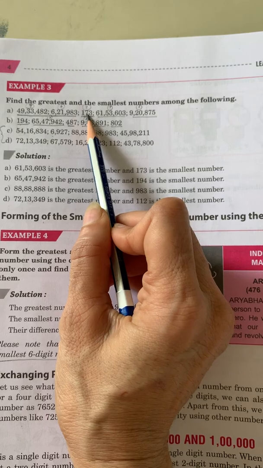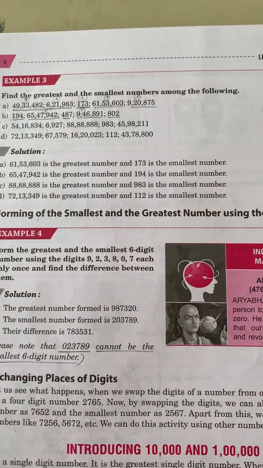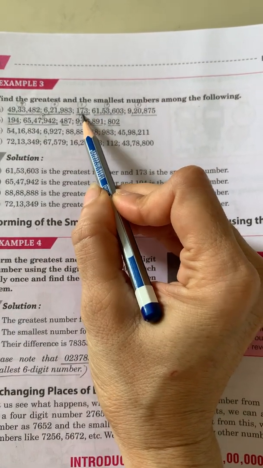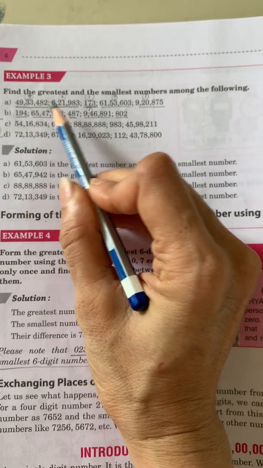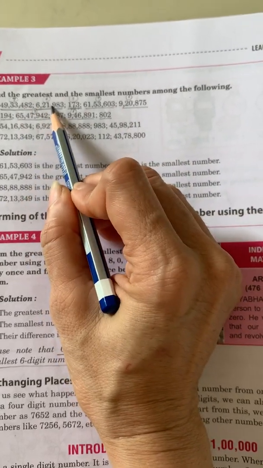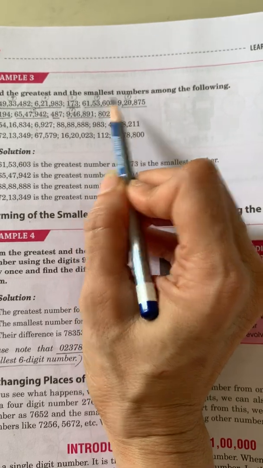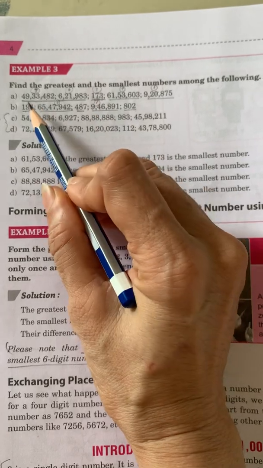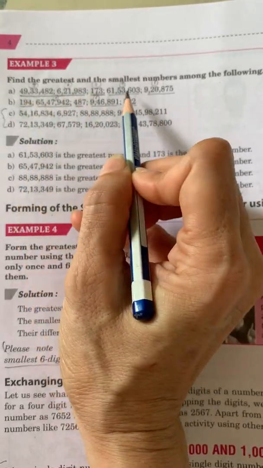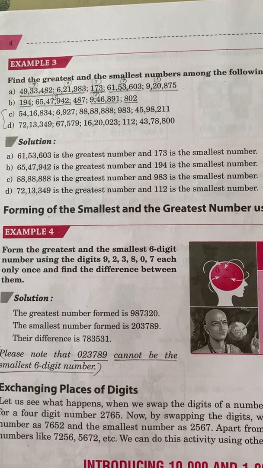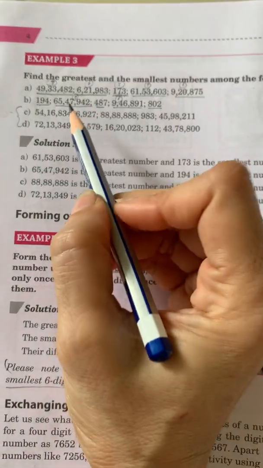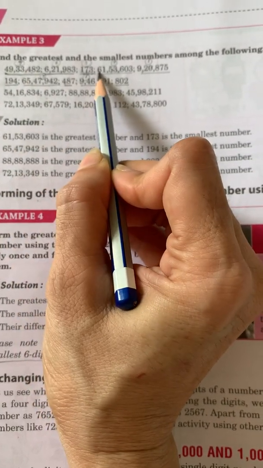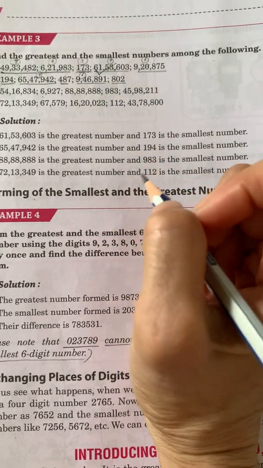So this 173 has the minimum number of digits, that is only 3. So this is the smallest number. The remaining have 7, 6, 7 digits. So now you have to compare between these. The first step is we compared how many digits are there in the number. The second, we will see the first digit. So here it is 4 and here it is 6. So this is the greatest number.